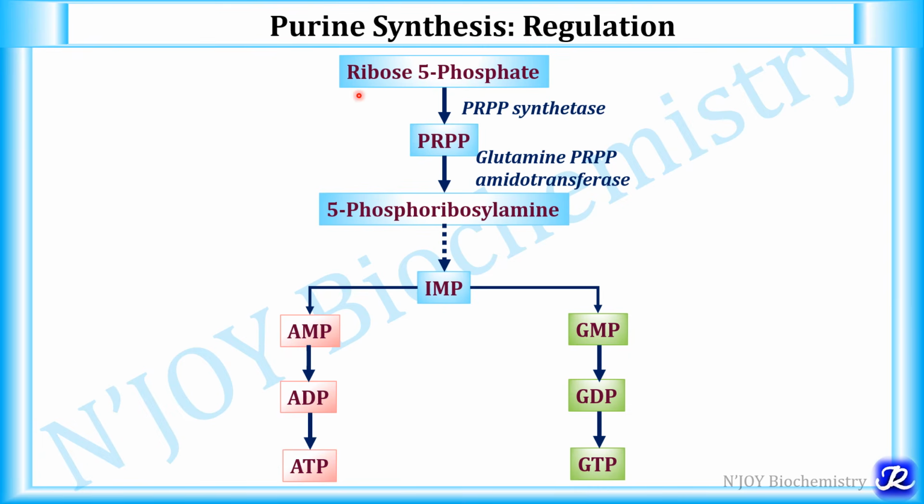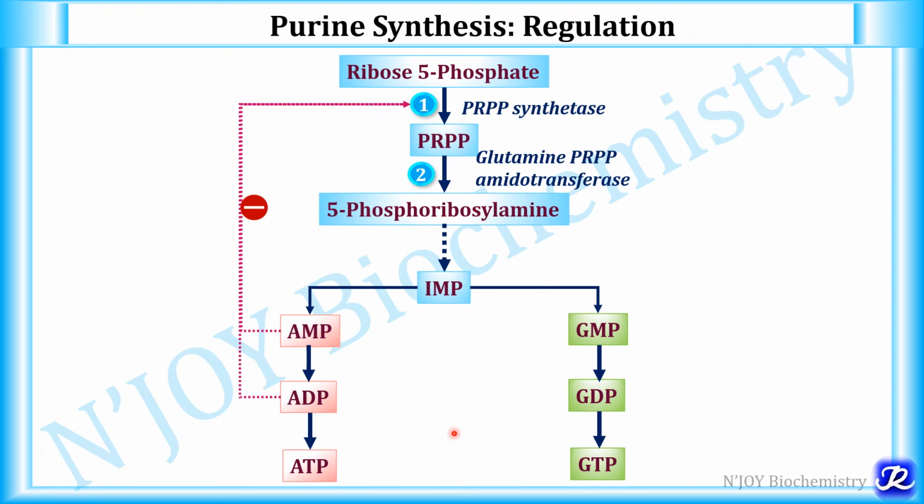For purine biosynthesis, ribose 5-phosphate is the starting material, and step 1 involves the enzyme PRPP synthetase, which leads to formation of PRPP, and the second step is the committed step, which is catalyzed by glutamine PRPP amidotransferase, which leads to formation of phosphoribosylamine. These two steps are very important for purine biosynthesis, and further through a series of reactions there is formation of first IMP, and then from the IMP, AMP and GMP are formed, and from AMP further ADP and ATP are synthesized. From the GMP, GDP and GTP are synthesized.